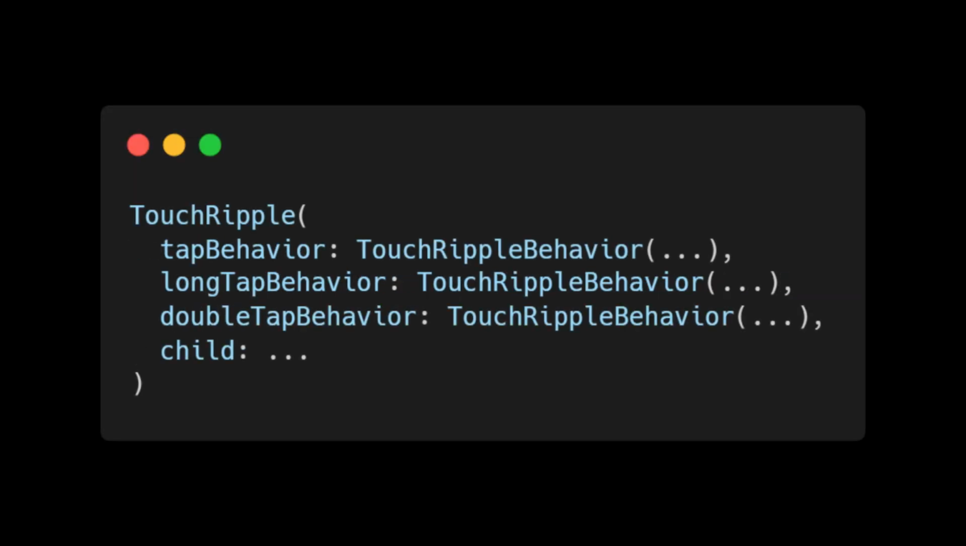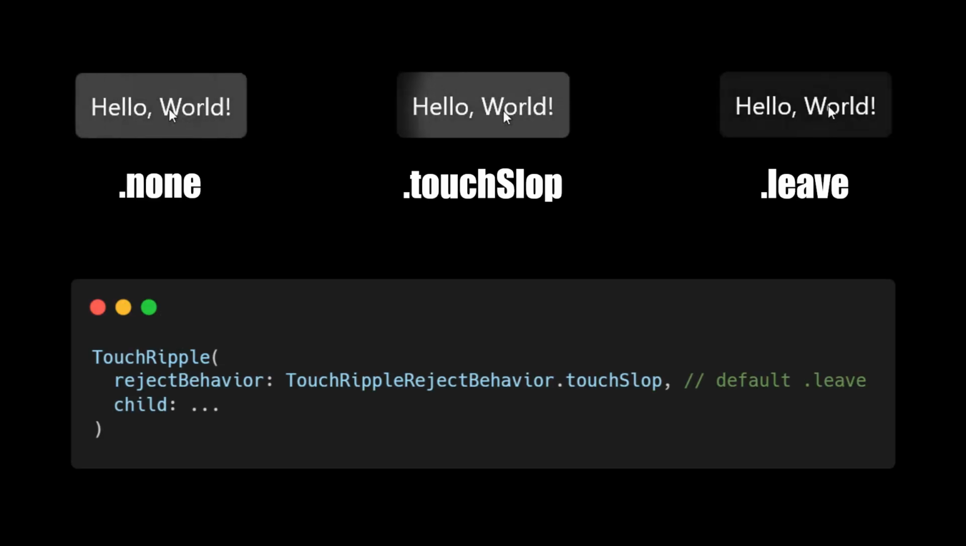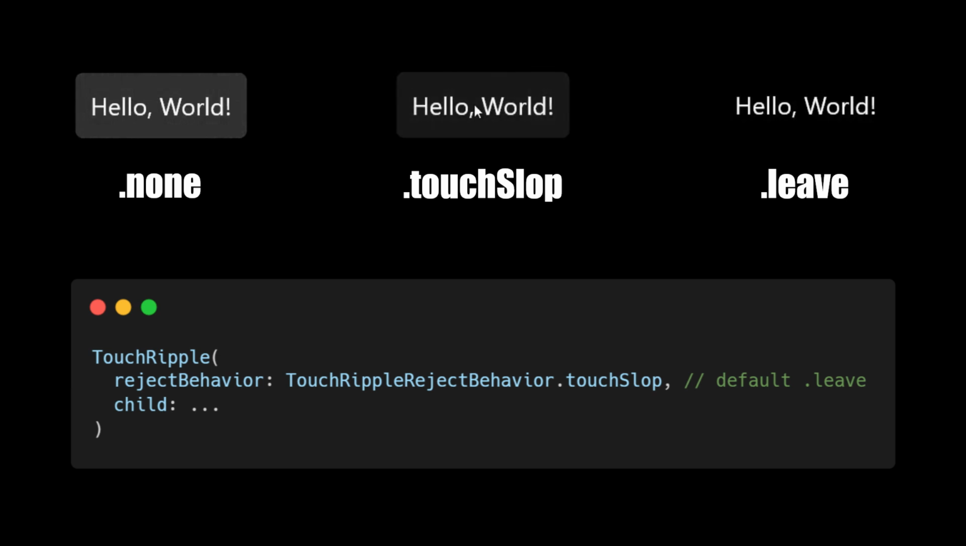You can set effects based on each touch type. Use the tapBehavior property for taps. Use doubleTapBehavior for double taps. And use longTapBehavior for long taps. The rejectBehavior property determines the conditions for canceling a touch gesture. You can use none to prevent any rejection of the gesture. Use touchSlop to cancel a gesture when the pointer moves beyond a set distance. And use leave to cancel a gesture when the pointer goes outside the widget's bounds.